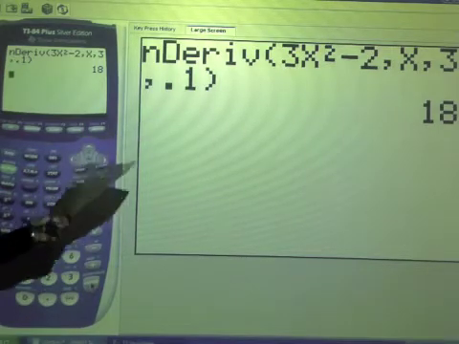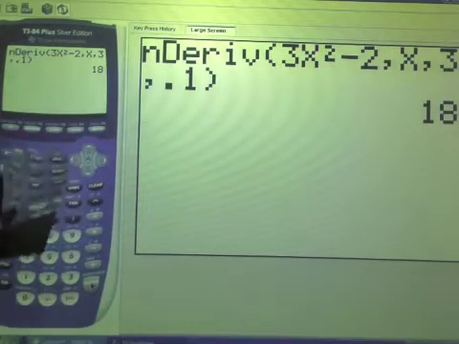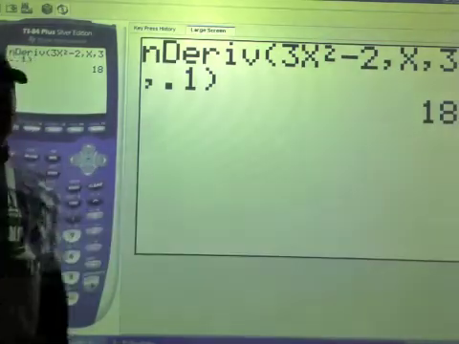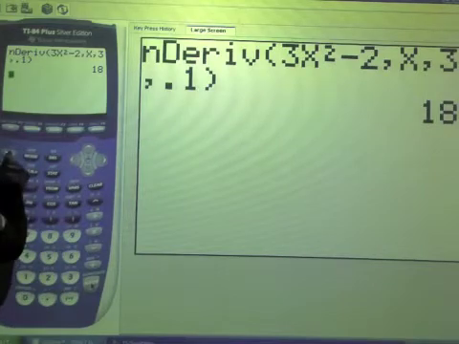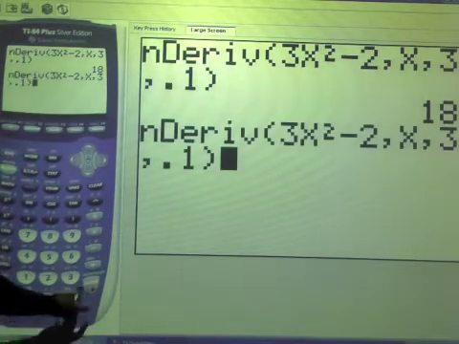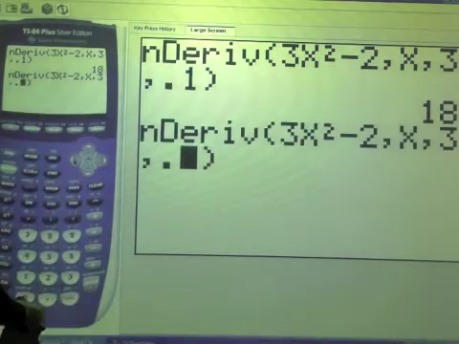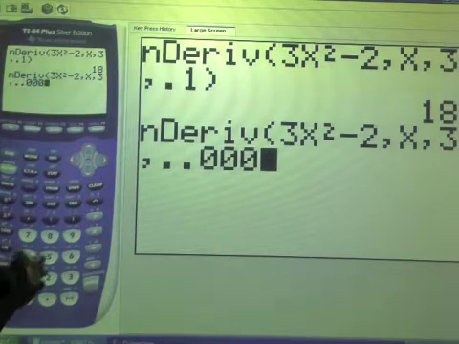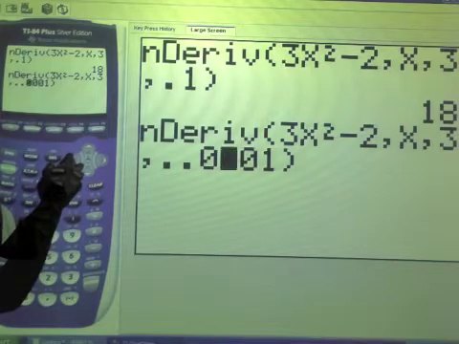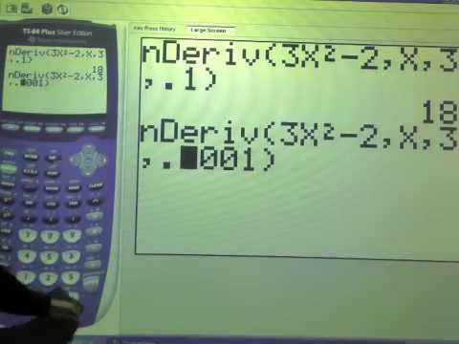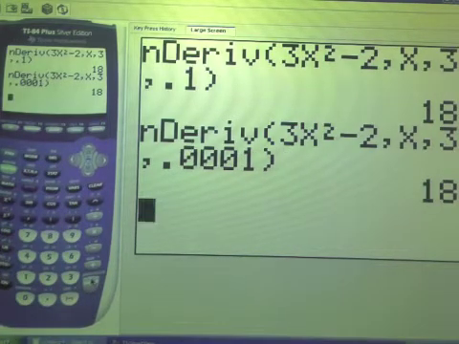Now because this is a quadratic, it actually is perfectly accurate. And we'll get into a proof of why that is later. So it actually doesn't matter what h you use, you'll actually get the same number. So if I use 0.0001, I don't want to have 2 decimal points though. It also gives me 18.